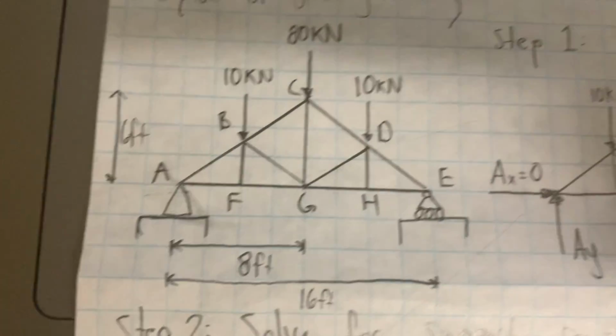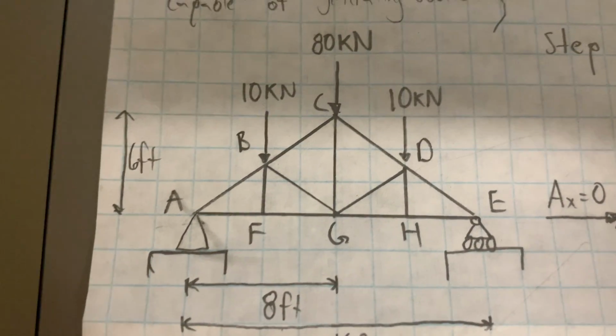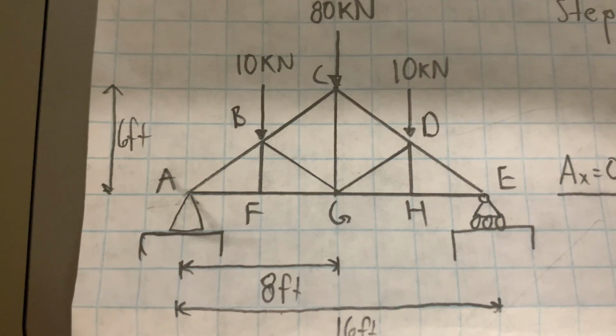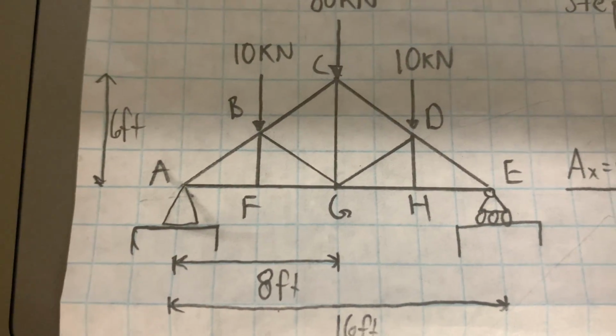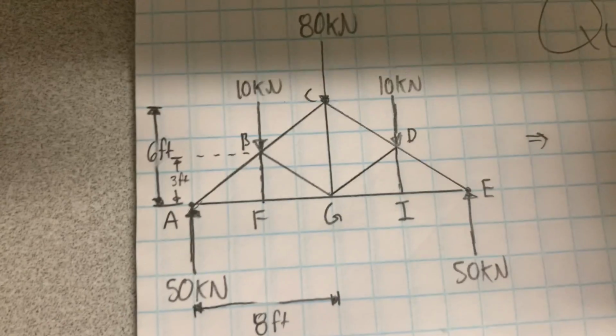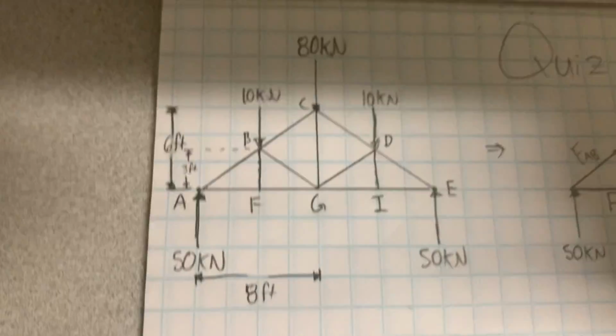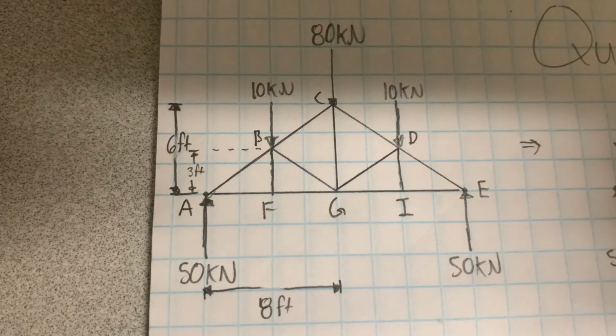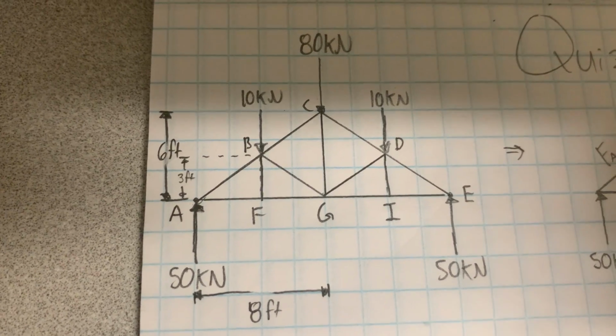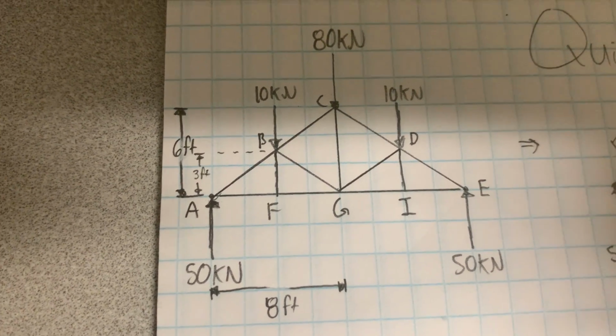So to start off, we're going to draw the free body diagram for this structure. And so when we do that, we end up with this. And there should be a force in the Ax direction. However, since there are no other forces in the x direction, we can say that Ax is equal to 0.